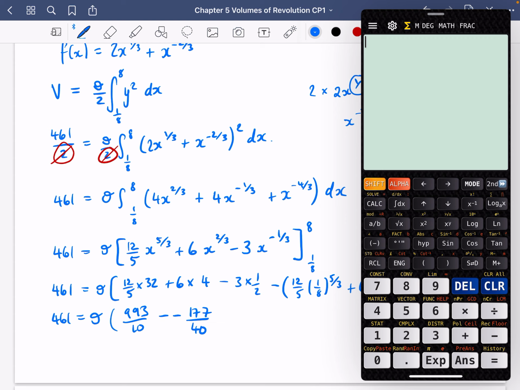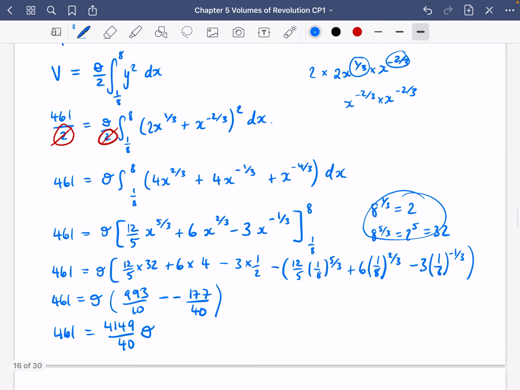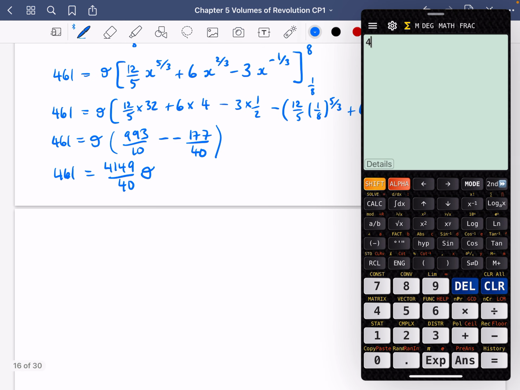So that is 461 equals, so it's 993 over 10 plus 177 over 40, 4149 over 40, and that's equal to theta. And so I'm going to add in an extra page here. I'm going to solve this equation by doing 461 multiplied by 40 divided by 4149. And I get that theta is equal to 40 over 9 radians.